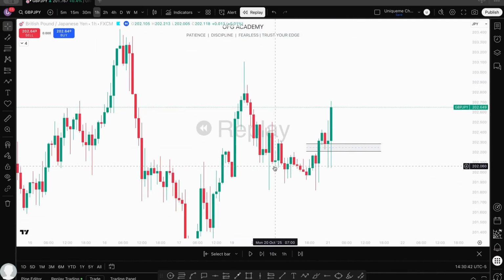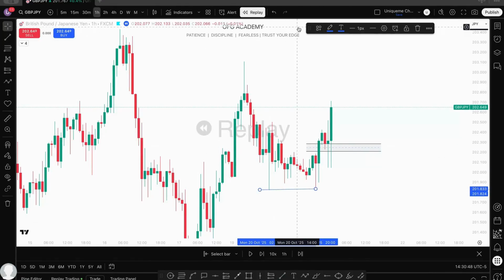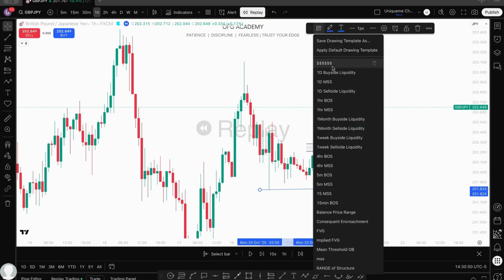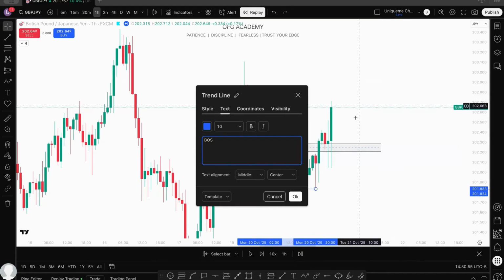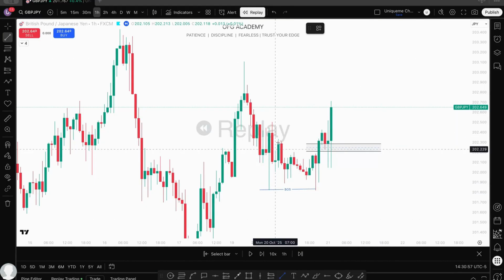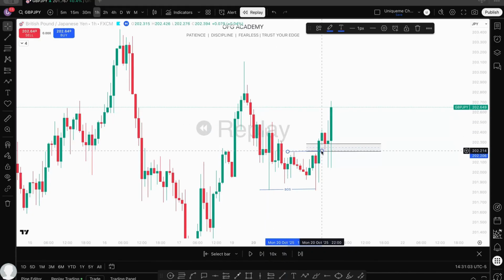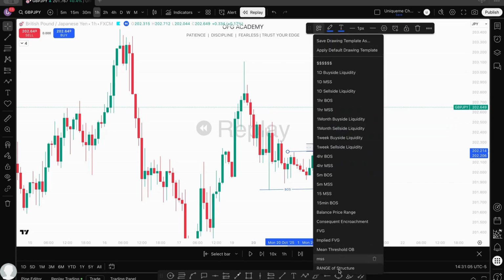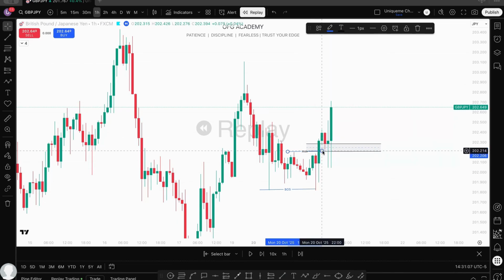Going into the chart now, I just marked one here. This is like the advanced way. We have a sweep of liquidity, which I'll call a BOS. And what do I have here? I can take this as a shift of market structure, an MSS. That's what I'm saying.